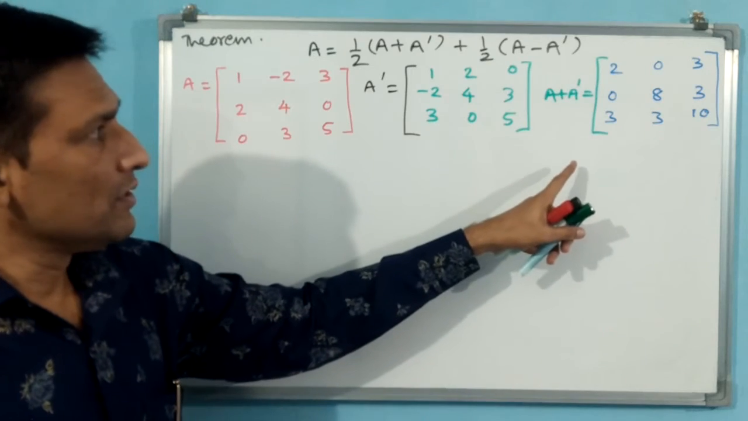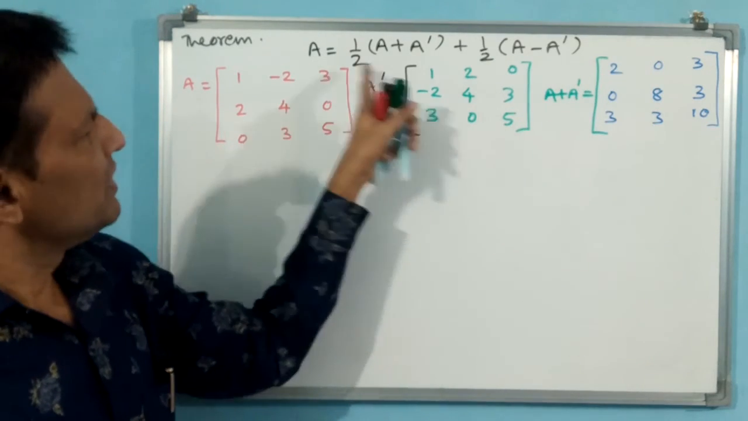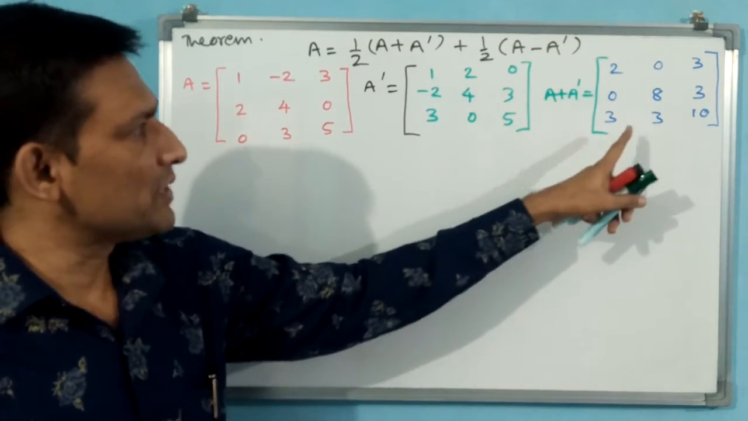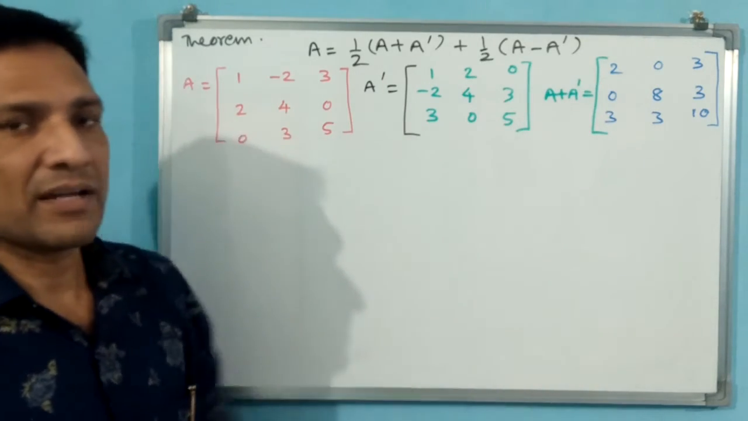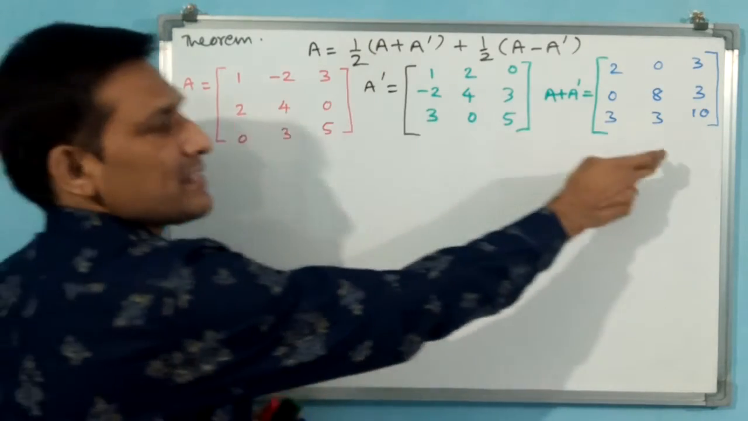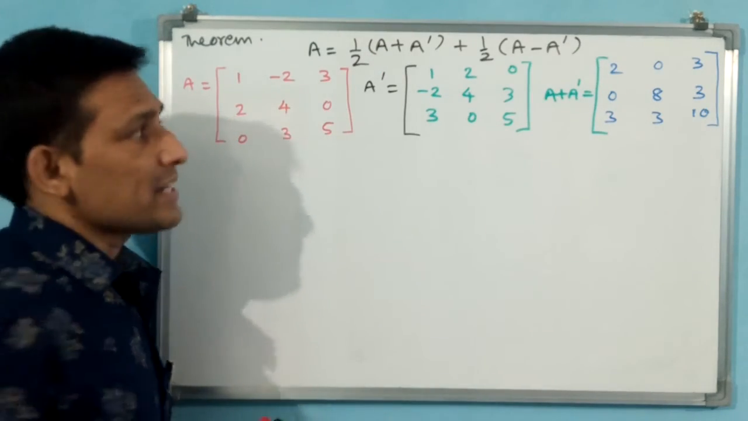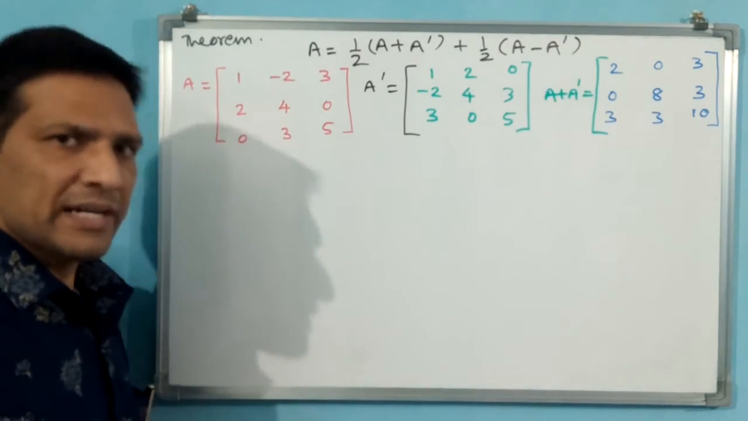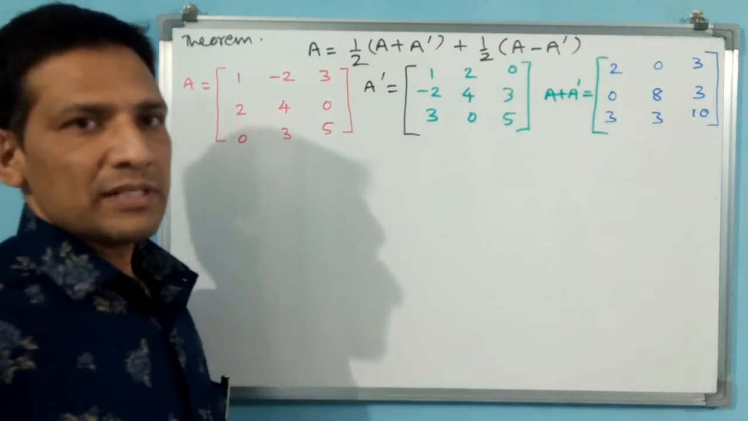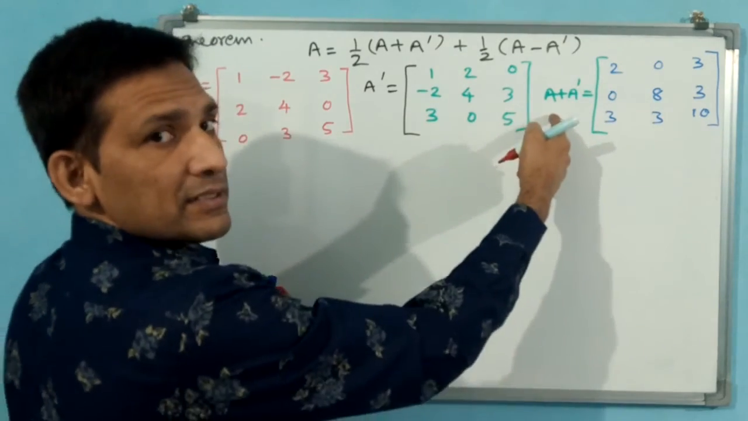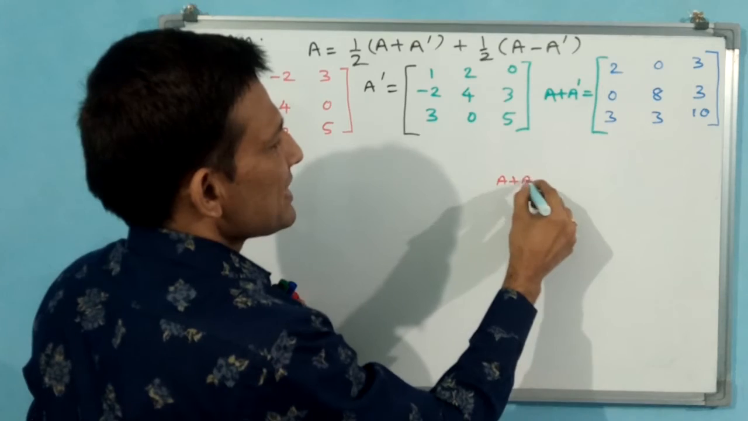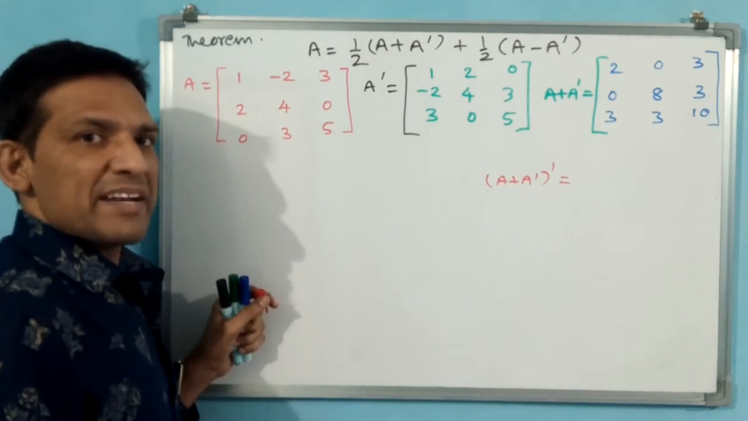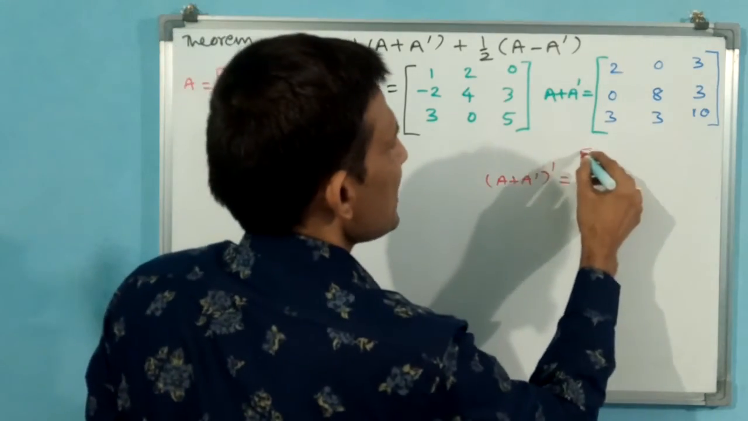Now, with the multiplication by 1 by 2 also, or without the multiplication by 1 by 2 also, first of all let us see whether this is a symmetric matrix or not. Because A plus A dash is a symmetric matrix, and A minus A transpose is a skew symmetric matrix, like we were telling, we have proved also. Let us prove this also. If I do A plus A transpose whole transpose, then the same matrix has to come. Then this is called a symmetric matrix. Let me do it.